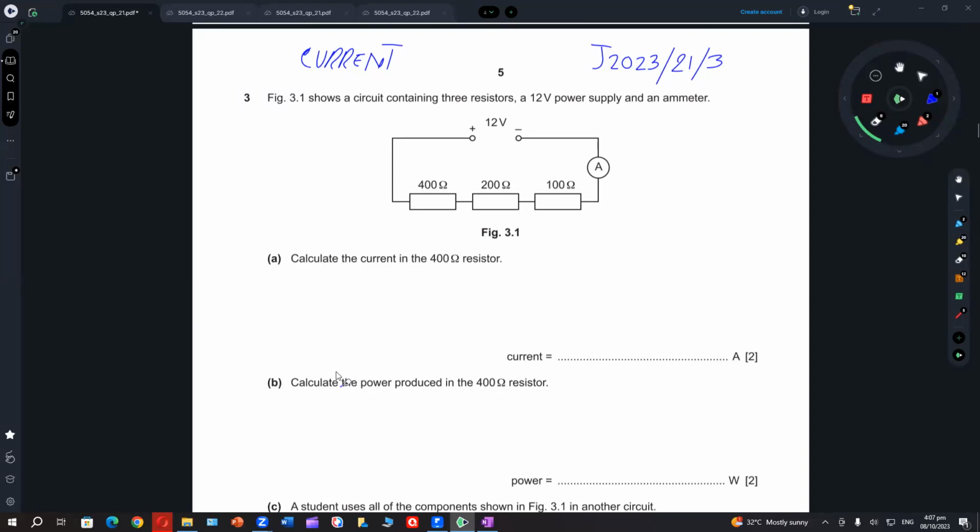So what we can do, we can find the effective resistance 400 plus 200 plus 100, 700, and then use Ohm's law. Power has formulas I square R, V square upon R. Power has different formulas. So please attempt part number A and let me know the answer. Correct. And then calculate power also.